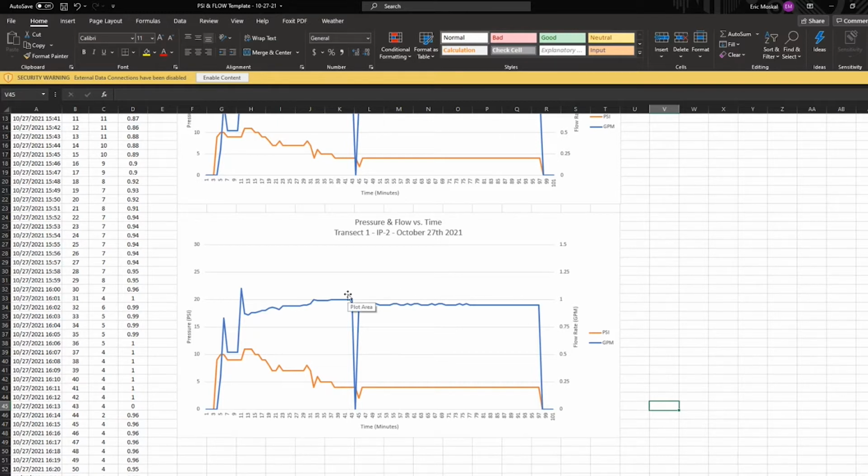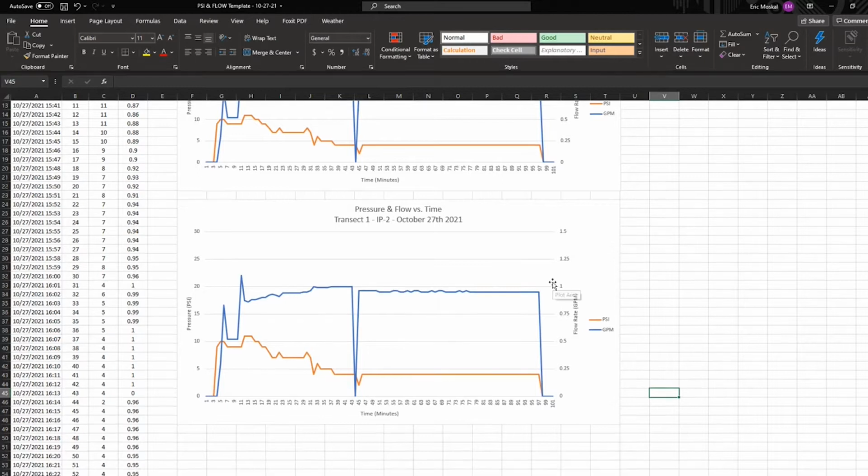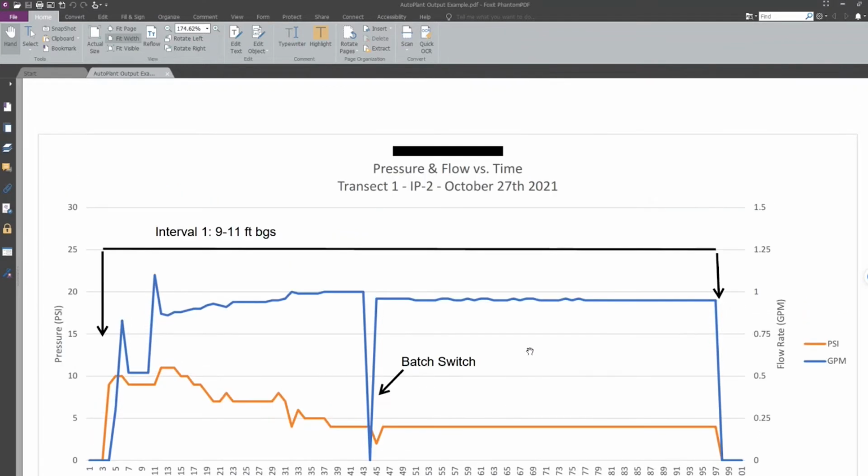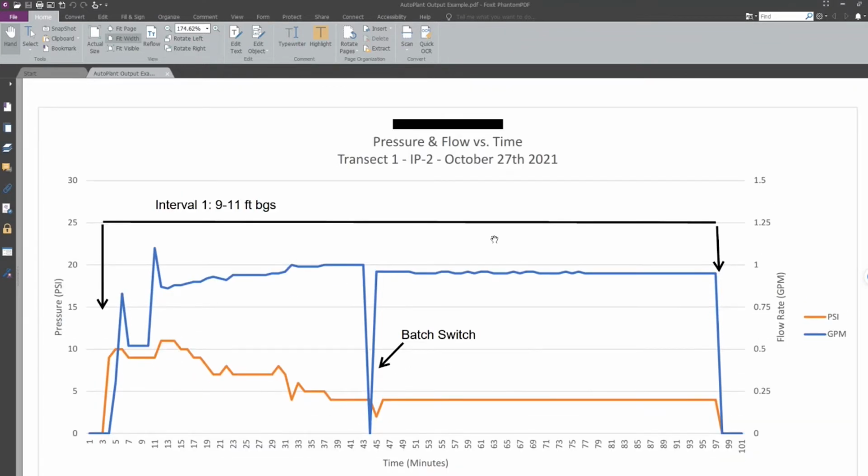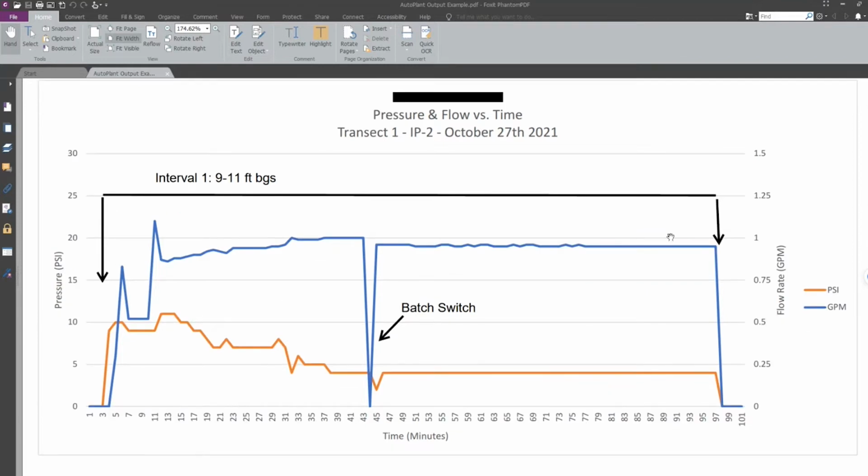and steady flow, steady pressure states. That's perfectly acceptable data resolution. And then from here, we take this data and print it out into our PDF deliverable, which we can mark up with some pertinent information.